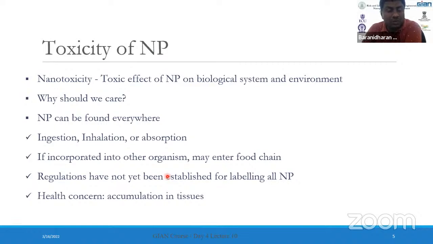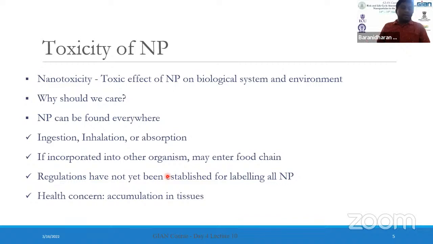So nanotoxicity is nothing but the toxic effect of nanoparticles on biological systems and the environment. Why, as a researcher or an environmental engineer, do we need to care? Because these nanoparticles are available everywhere.